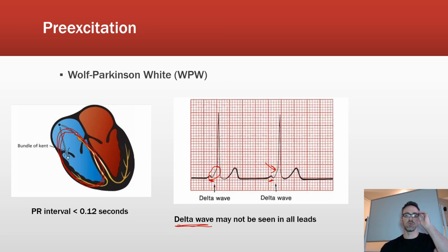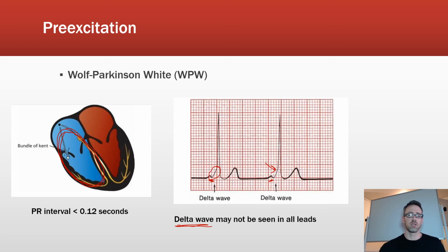Now, when it comes to Wolff-Parkinson-White, the delta waves may not be evident in all the leads. So when you see a shortened PR interval, you have to examine a lot of the leads to see if you find those delta waves. They may appear in more than one lead, and may be easier to see. But you should always look for them carefully, especially if you suspect this is a short PR interval. And if you see the delta wave, we have what we call Wolff-Parkinson-White.